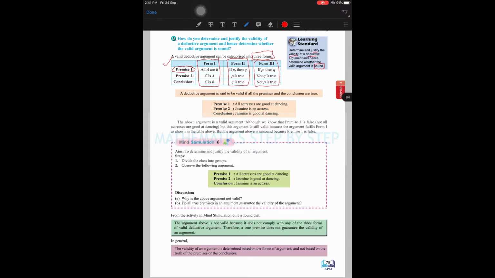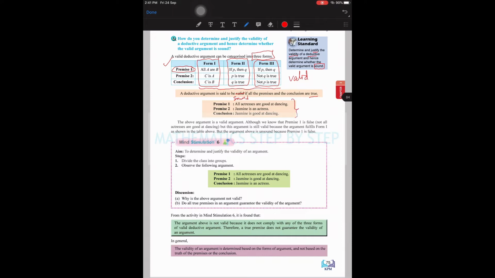So I believe you don't quite understand what I am talking about. Later on, we'll look at more examples so that you can understand, okay? But in conclusion, if a deductive argument is in either of these three forms, then we can say that the deductive argument is a valid argument. Okay? Then a deductive argument is said to be sound. Okay? I believe here is a little mistake. Okay? It's said to be sound if all premises and the conclusion are true.